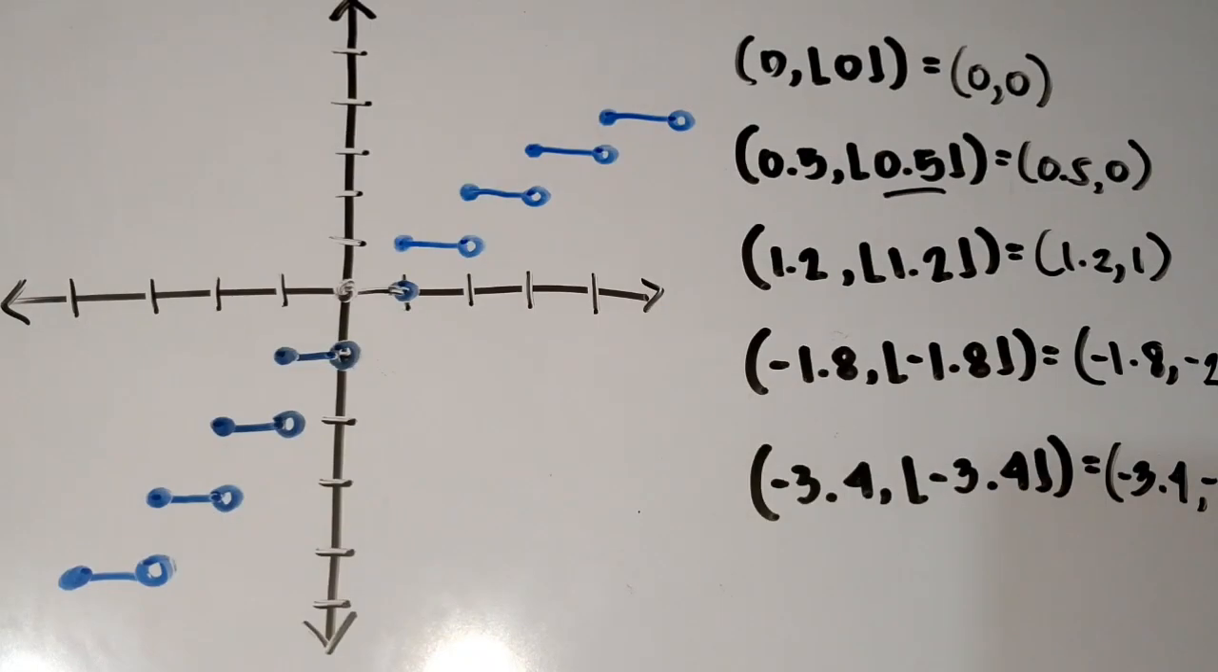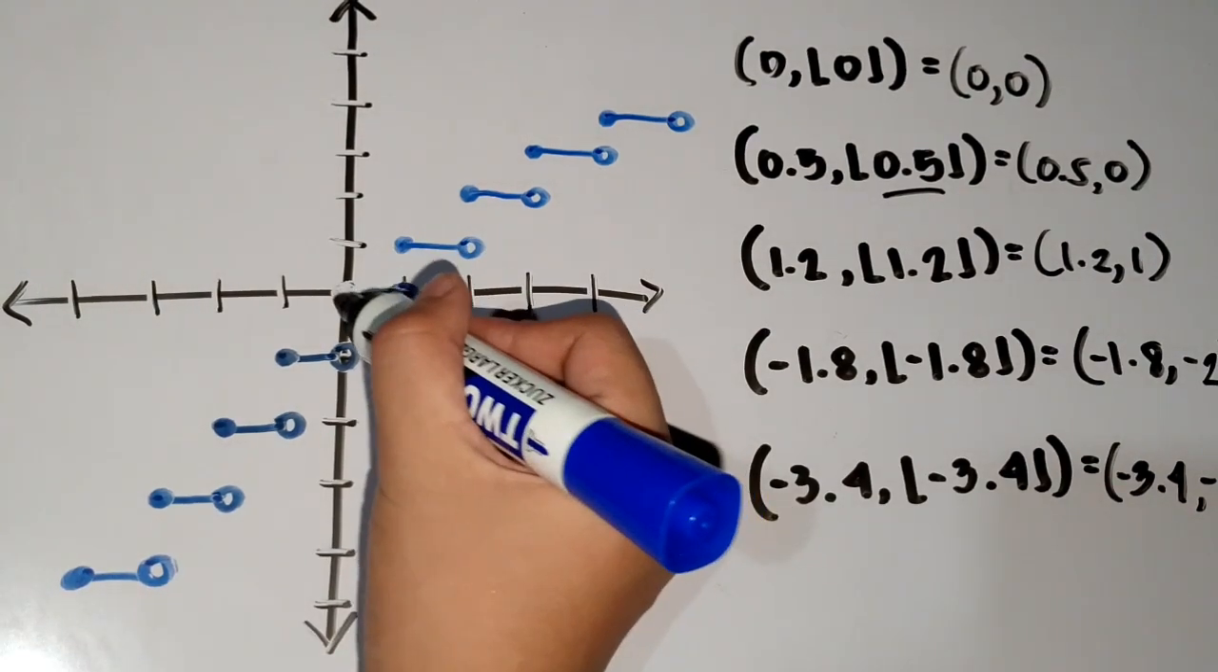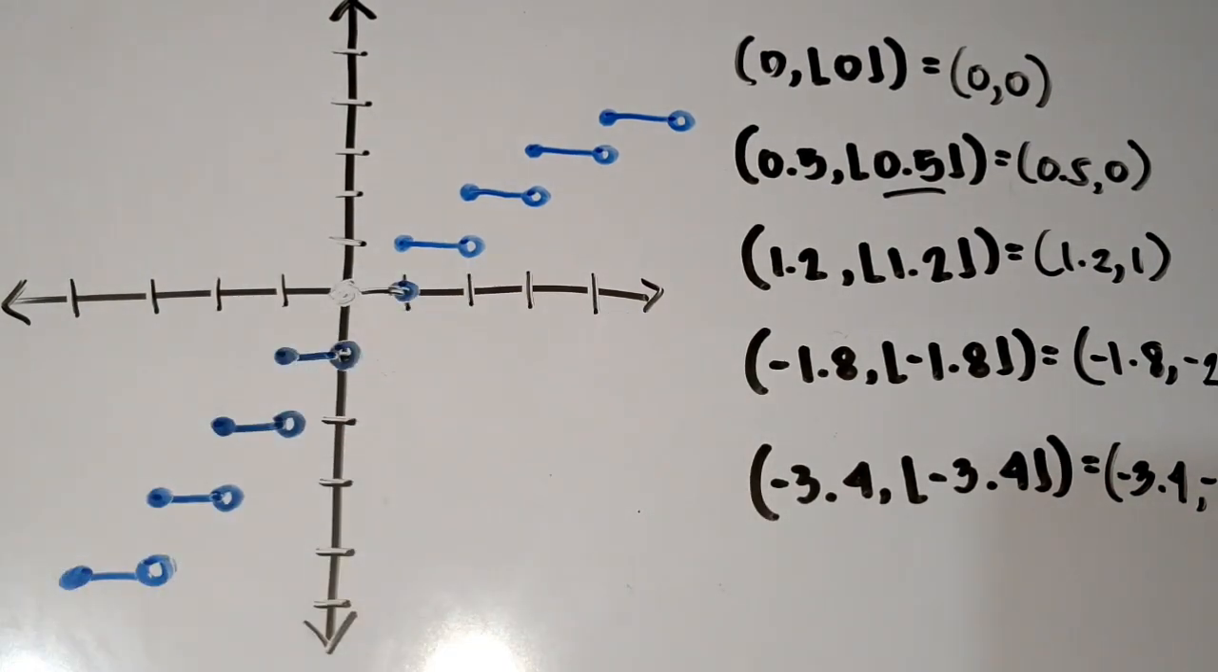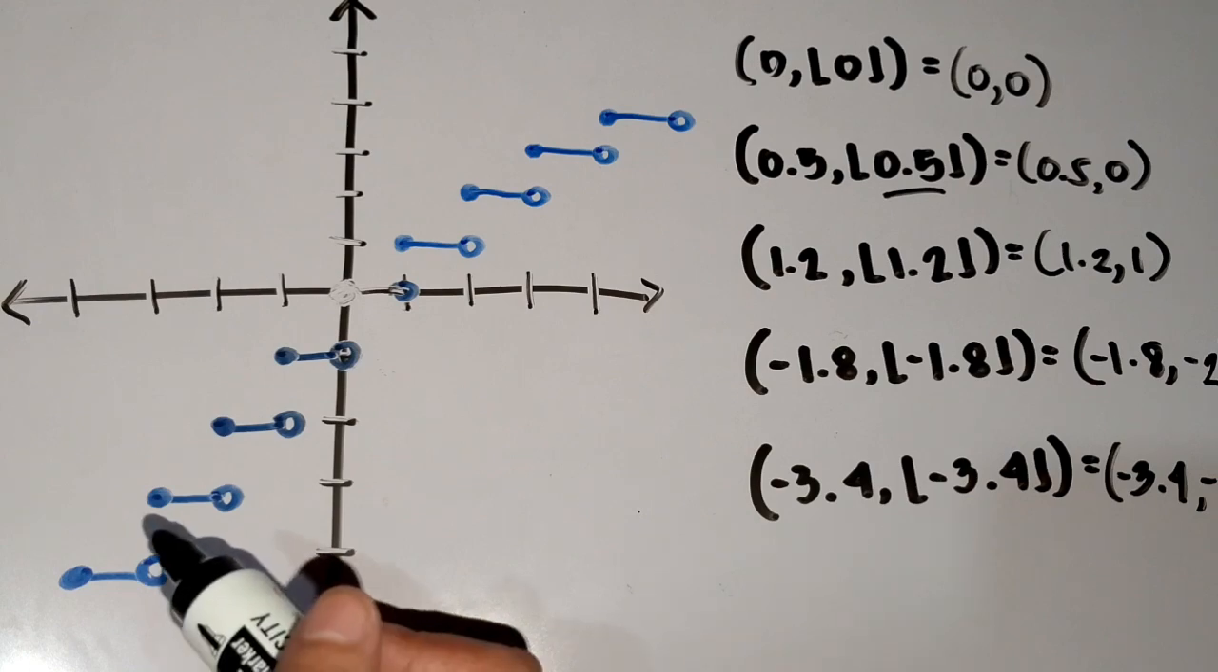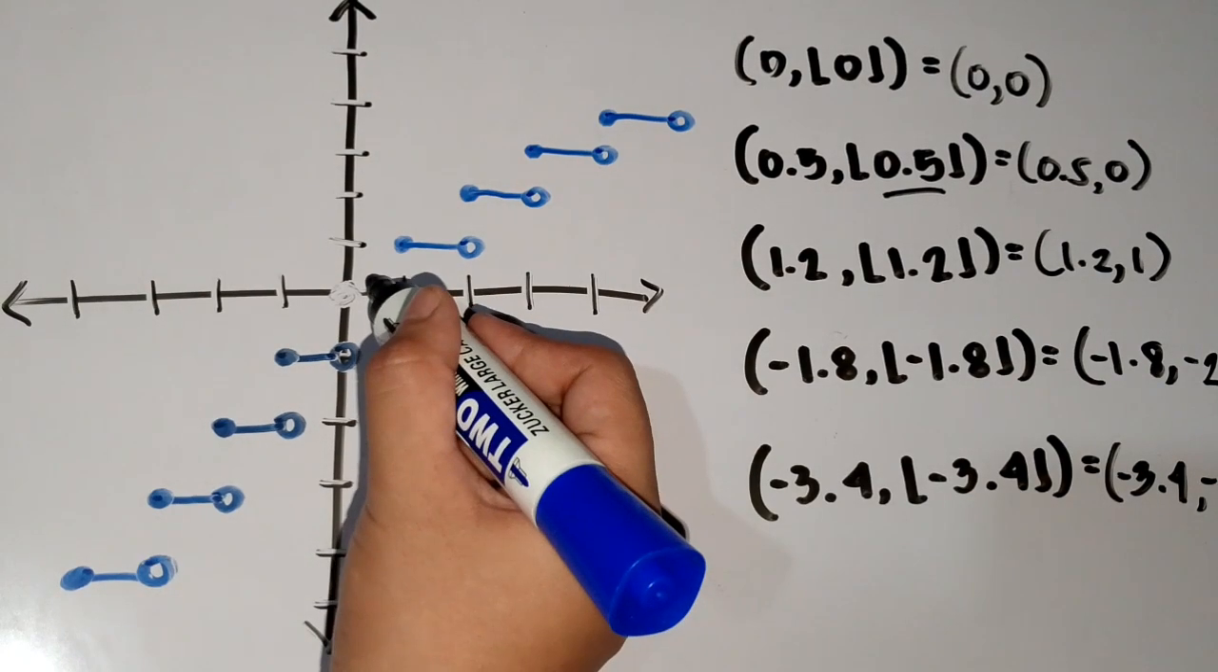Now, the floor function behaves like this on a graph. Now let's try plotting them together. Now we have here 0 and 0, which can be found here. Next, 0.5 and 0, which we can find here.